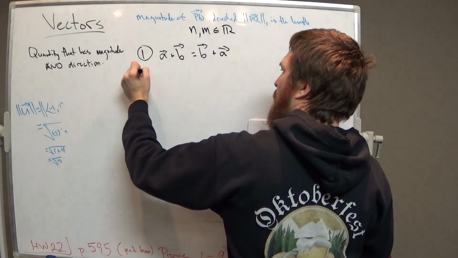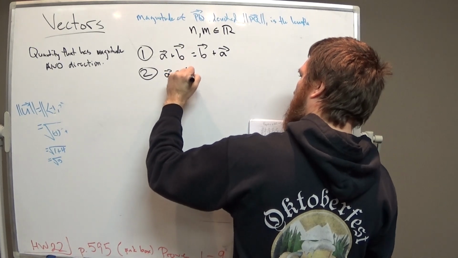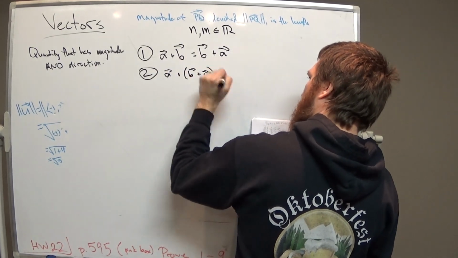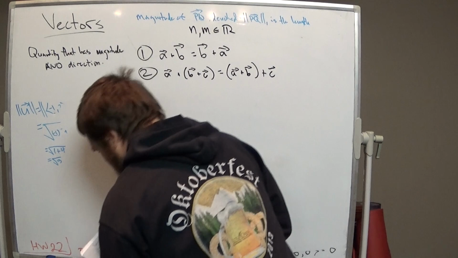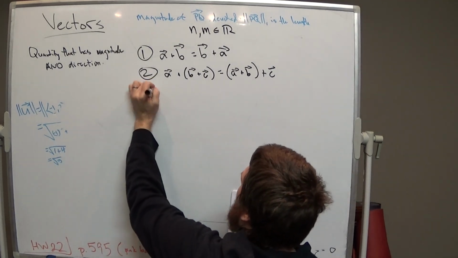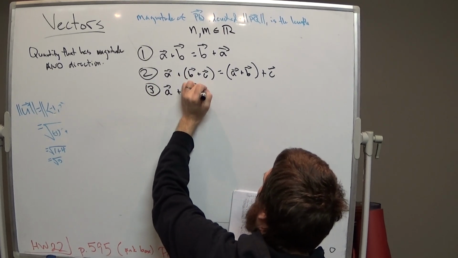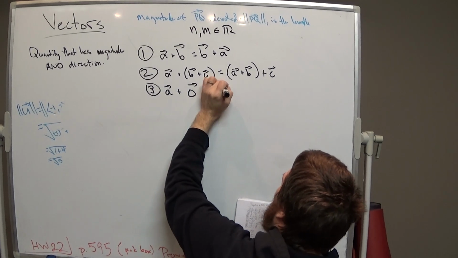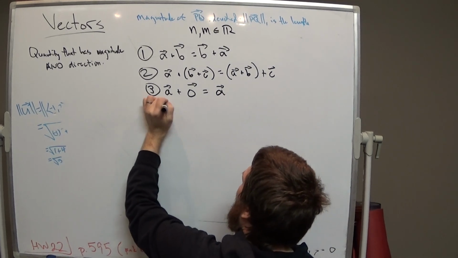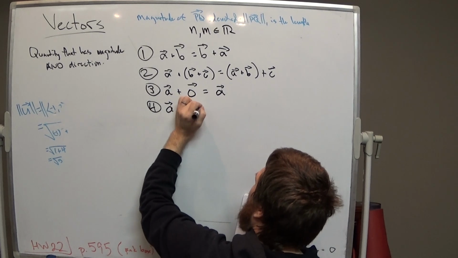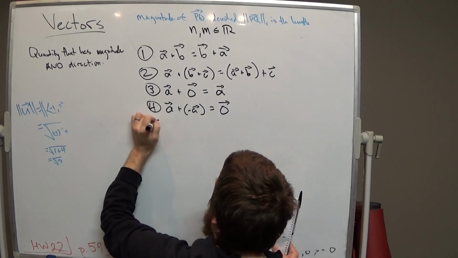You will prove that. 2. A plus B plus C equals A plus B plus C. 3. A plus the 0 vector equals what? A. It had better, and you will prove that. 4. A plus negative A is equal to the 0 vector.